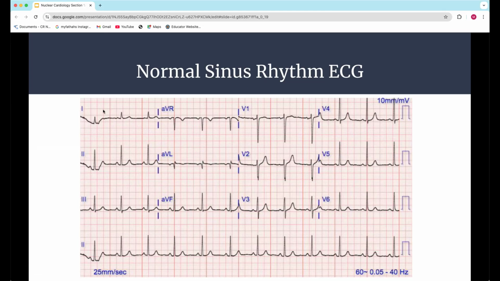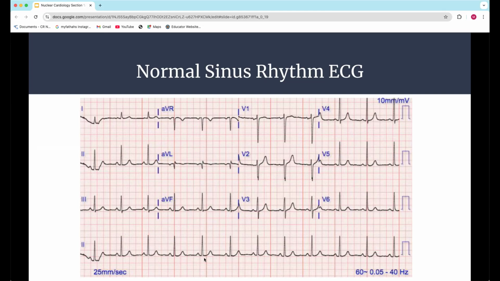So on here you have 1, 2, 3, the AVs, and then the normal Vs over here. If you look down at this bottom one, what this has done is it's represented just lead number 2, giving you lead 2 all the way across. And I like this one because it's a really good example of normal sinus rhythm. So you have your P wave, you have your QRS complex, you have your T wave, P wave, QRS complex, T wave.